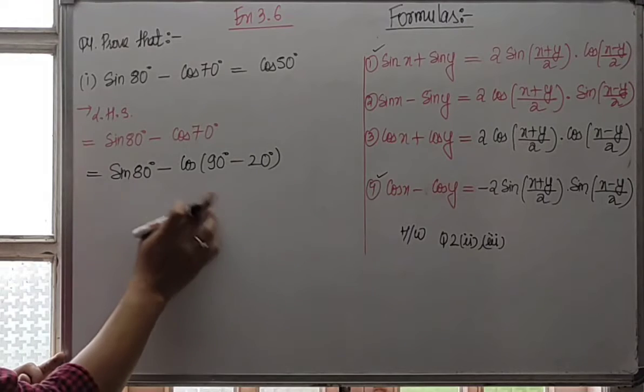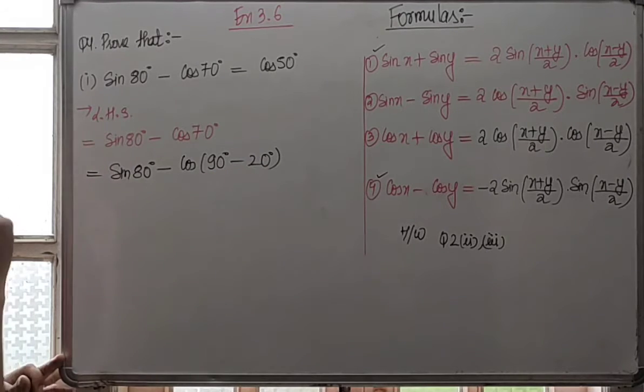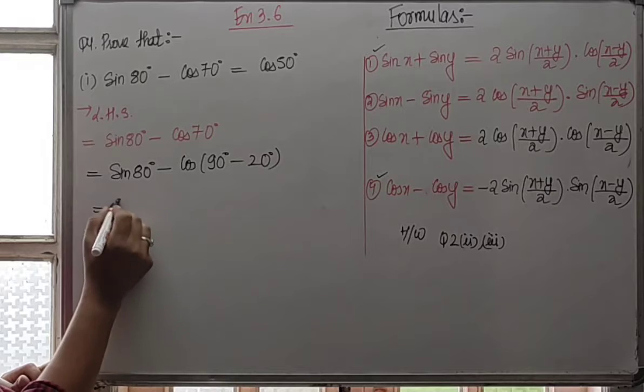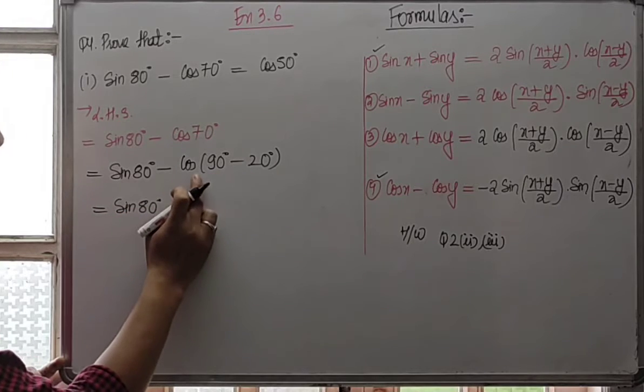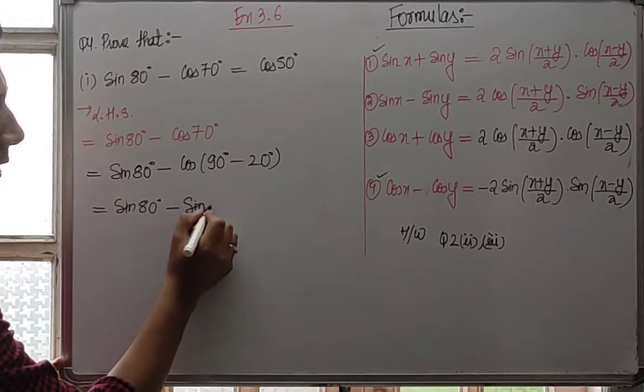So which formula? Cos of 90 degree minus theta. It lies in the first quadrant, so everything is positive. The only thing that changes is that because of 90, cos changes to sine. So this will be sine 20 degree.